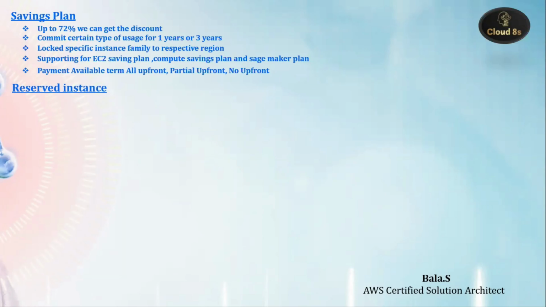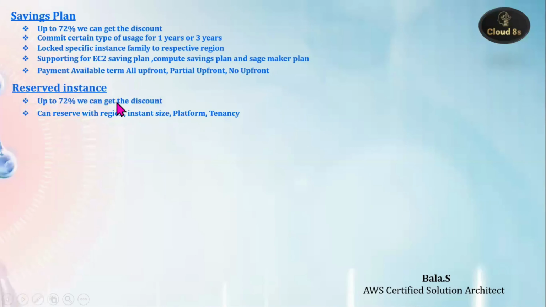Now we will see another option called reserved instance. Reserved instance means here also we can get up to 72 percent discount from AWS. The thing is, there are some differences comparing the savings plan and the reserved instance. When we are creating a reserved instance, we can create it with the instance size and the platform. Platform means the OS family and tenancy. But with the savings plan, we need to commit some usage for the particular instance type only.